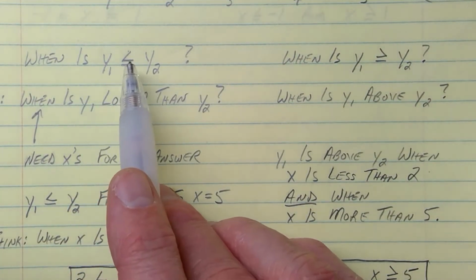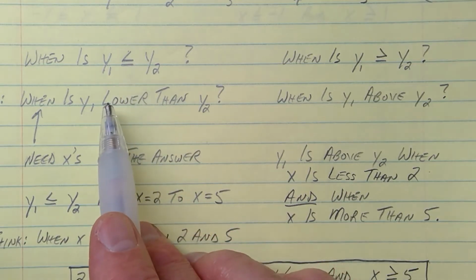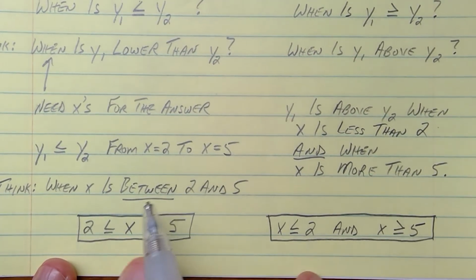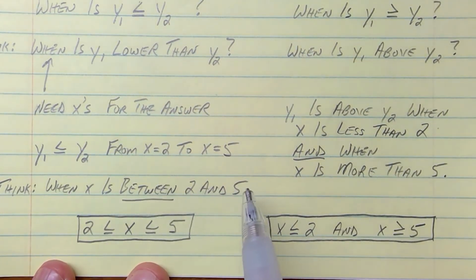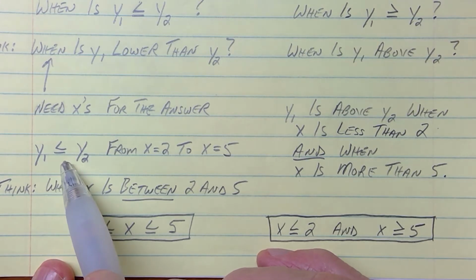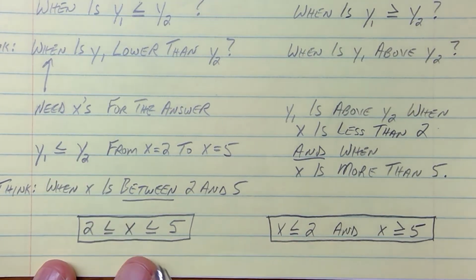When is y1 less than y2? That means less than means lower. They both kind of look like an L. All right, y1 is less than y2 from x equals 2 to x equals 5. Well, we're going to say it like this: when x is between 2 and 5, and we're going to write it like this. For any number that's between 2 and 5, this situation is true. y1 is below y2. The black curve is below the red curve.